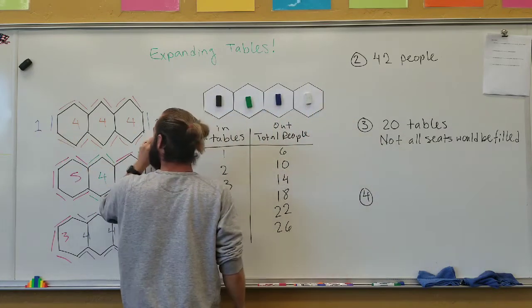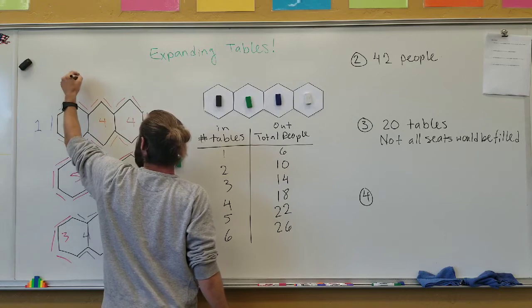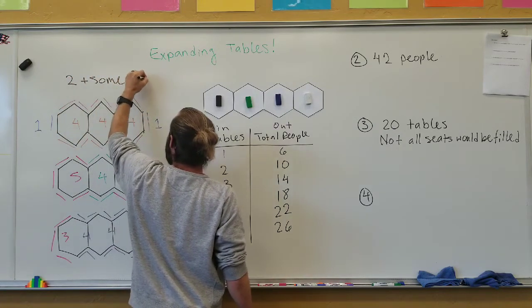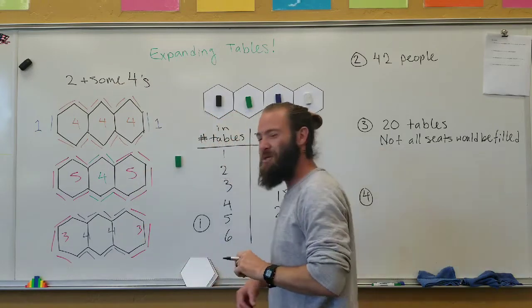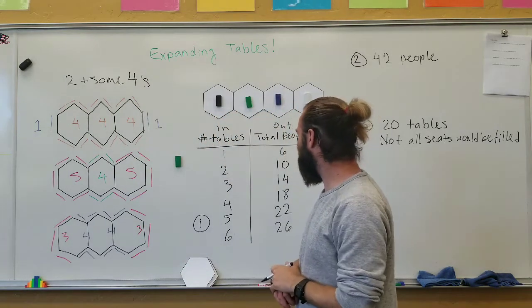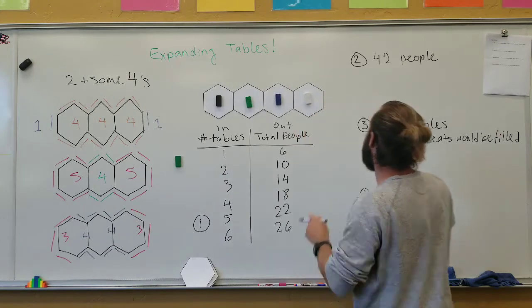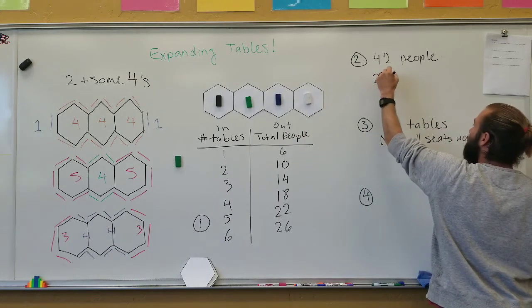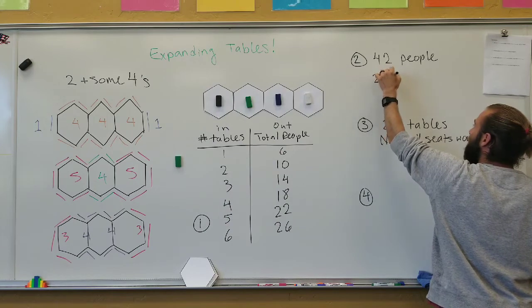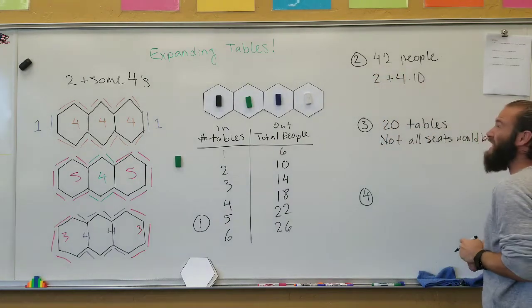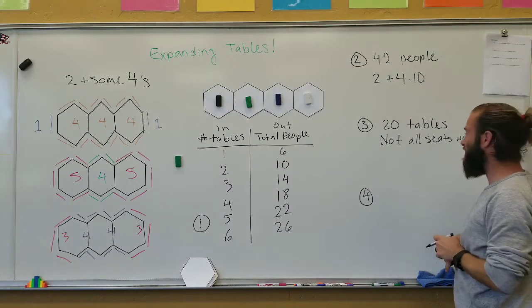So I almost think of this as 2 is just staying there, plus some 4s. You know what I mean? And that's one way I've been thinking about this. So in the case here, we have the 2 on the ends, but then there are 10 tables, so 2 plus 4 times 10. That's kind of how I thought about it here.